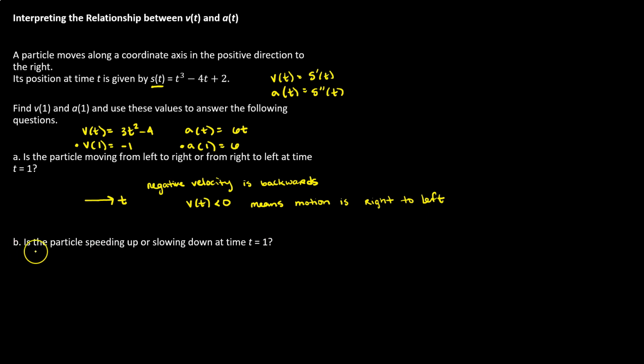For part B, we want to know, is the particle speeding up or is the particle slowing down? Now we have acceleration calculated to be positive 6. Now we know that the object is actually moving backwards, but it's accelerating in a positive fashion. So because we have v of t less than 0 and a of t greater than 0, we know that they're working against each other.